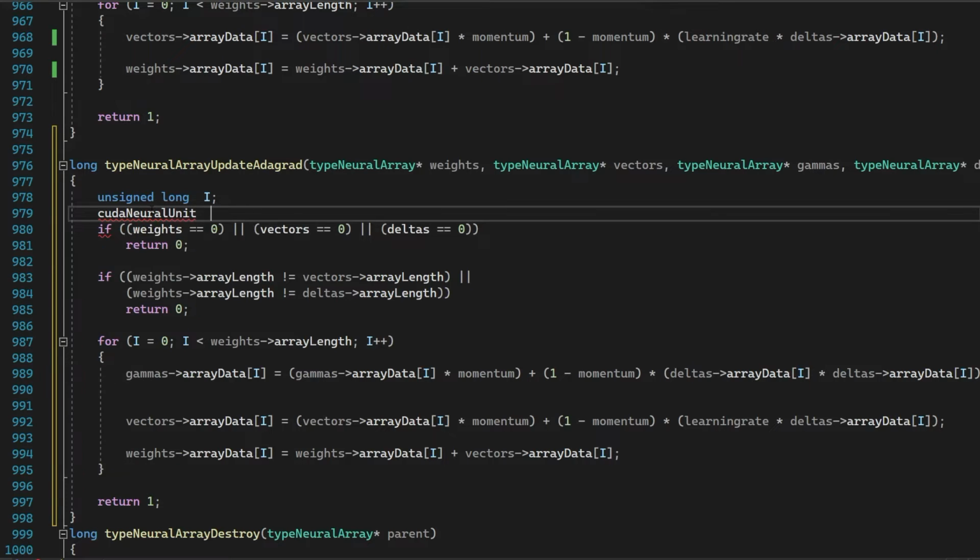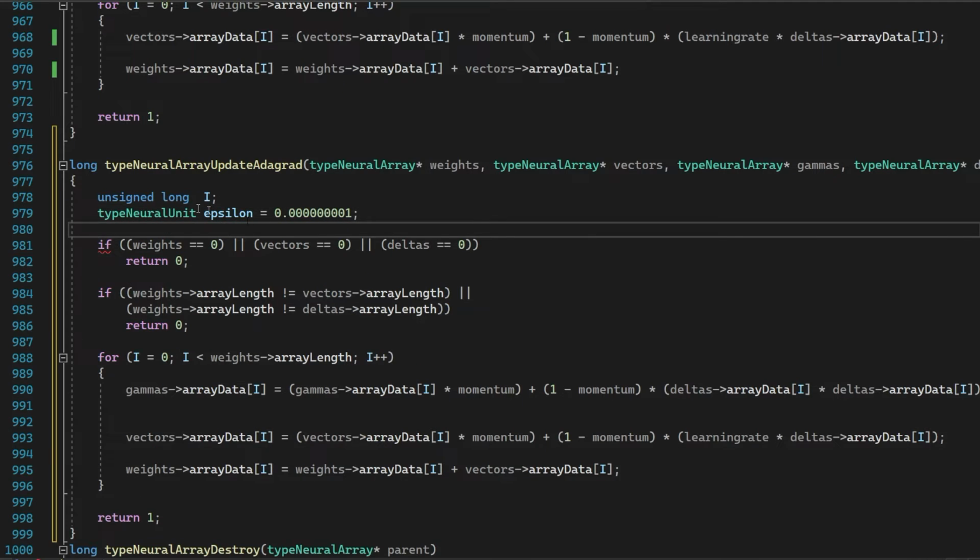Let's see if I can figure this out. I'm getting ahead of myself here. Type null unit. Okay, epsilon equals 0.00000001, eight zeros. That should do. It's just a small value to prevent division by zero.